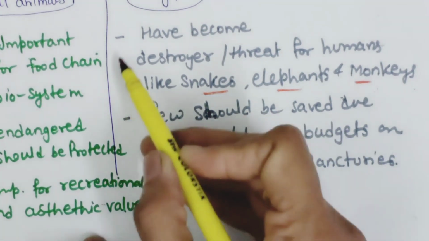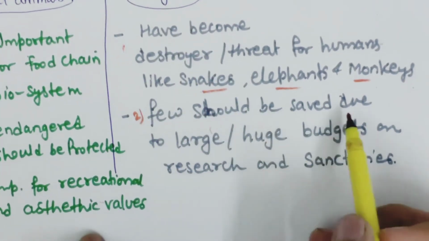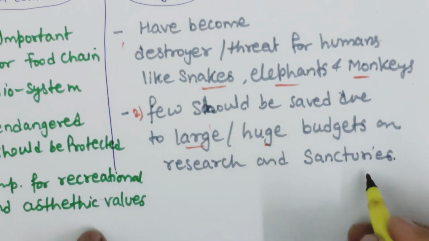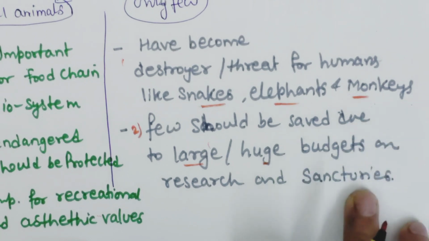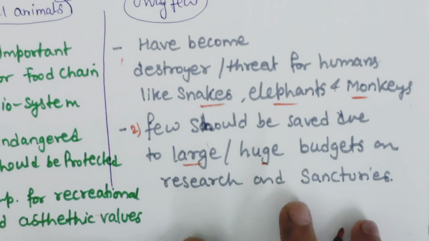This is my first point, this is my second point for this. Few should be saved due to large and huge budgets on research and sanctuaries. Of course, as you know, for making and running any sanctuaries, government is spending so much money.